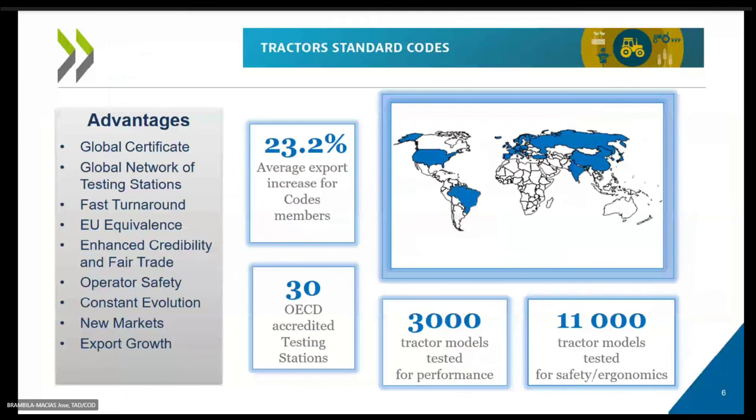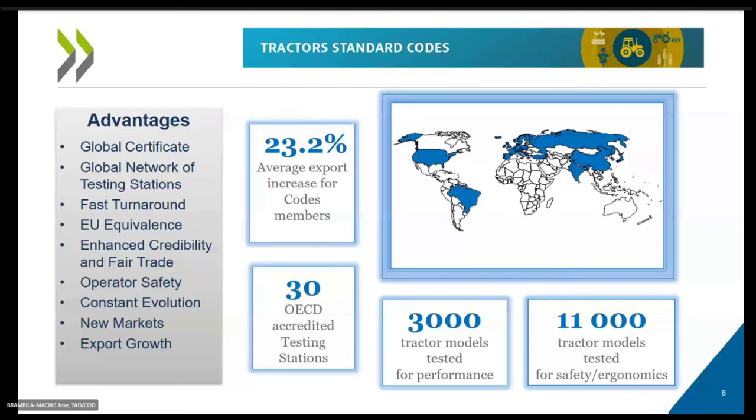Now, what are the advantages of having this type of common system for safety test procedures? Well, first of all, we will have a global certificate. As I mentioned before, OECD certificates are valid in all our member countries. So they're valid in China, in India, in Japan, in Korea, in Russia, in the United States, in Brazil. We have equivalence with the European Union. This means that the European Union has their regional requirements, but they are equivalent to OECD codes. So for example, if a manufacturer in China wants to export a tractor to the European Union, they have two options. They can test their tractor with the European Union, or they can do it directly in China with OECD. And the test will be valid in the European Union.